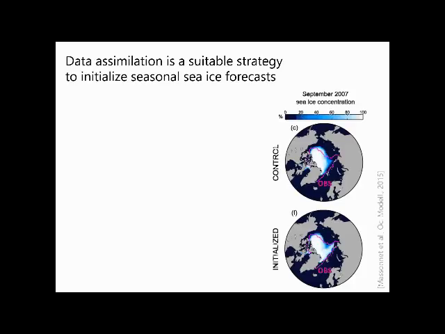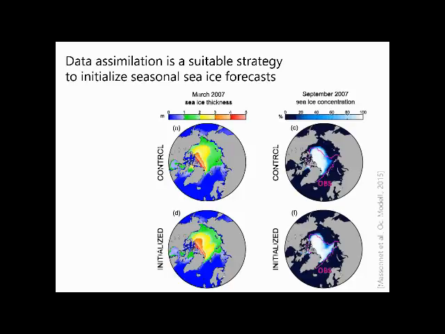And in fact, if we go back in time and we look at sea ice thickness in March, so in the preceding winter, then we do see some differences in ice thickness, as I told you earlier, that can explain the differences in September sea ice concentration.